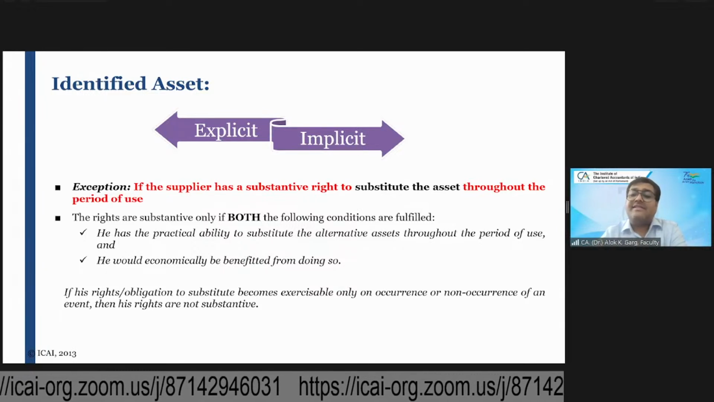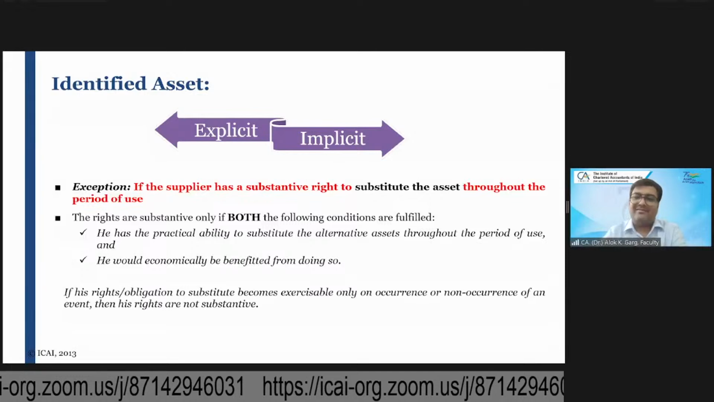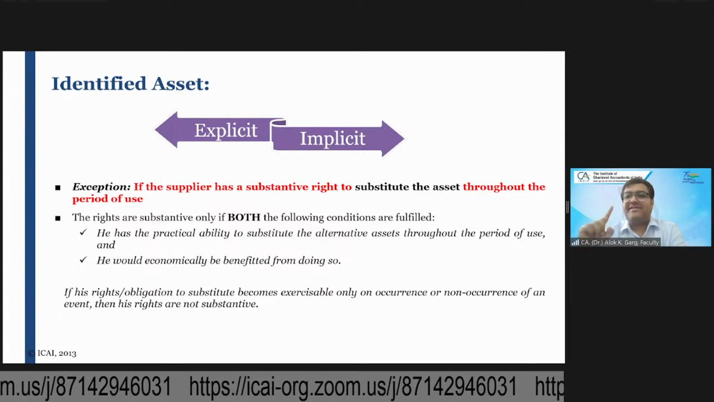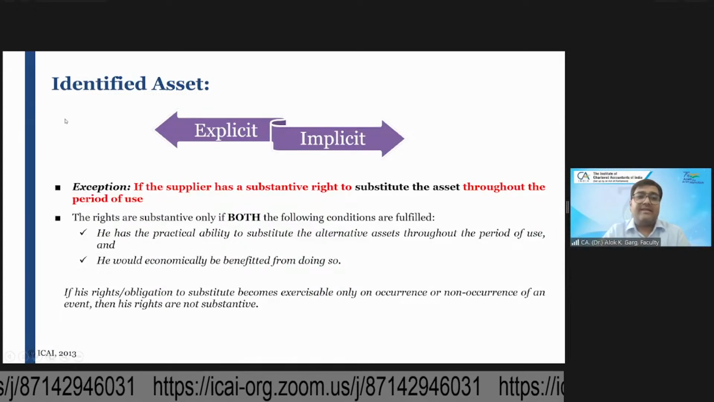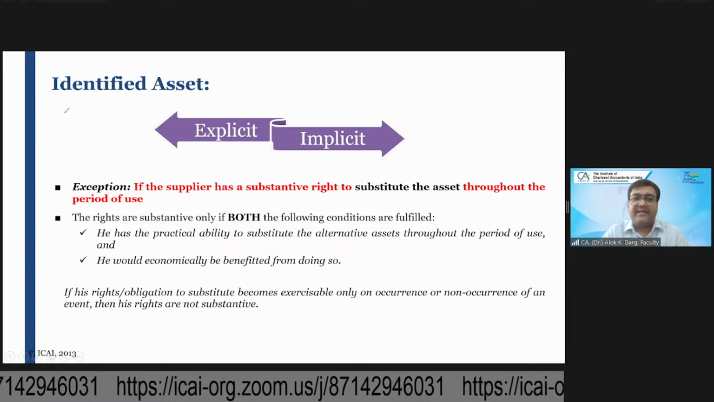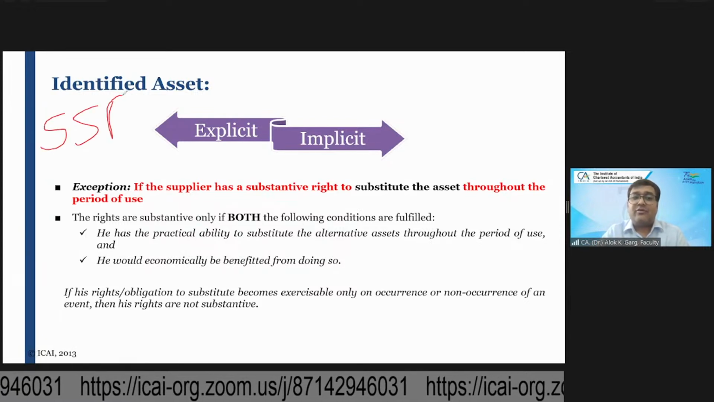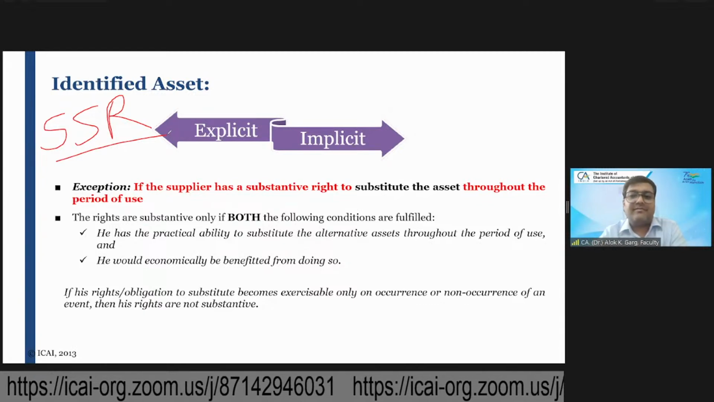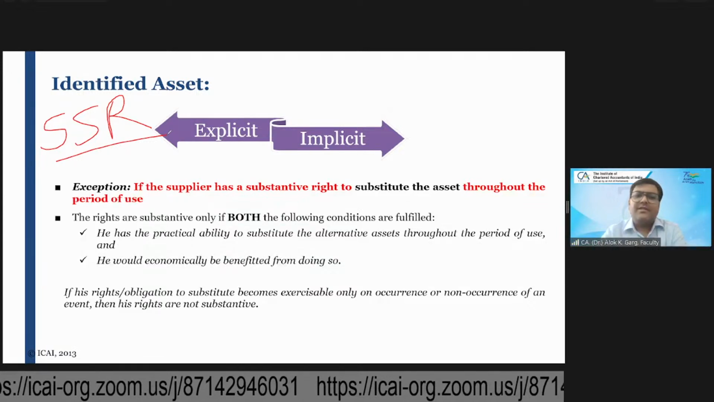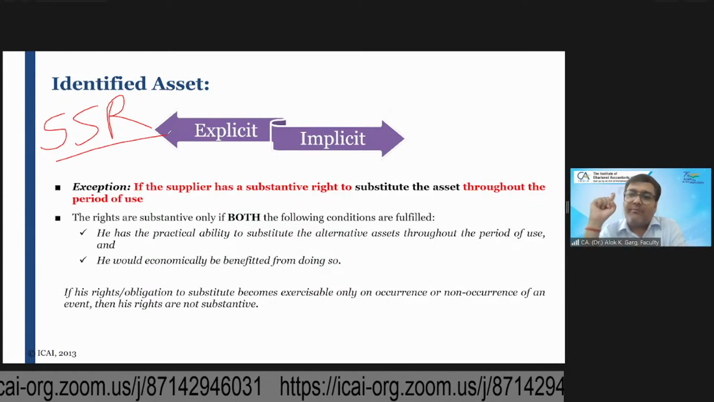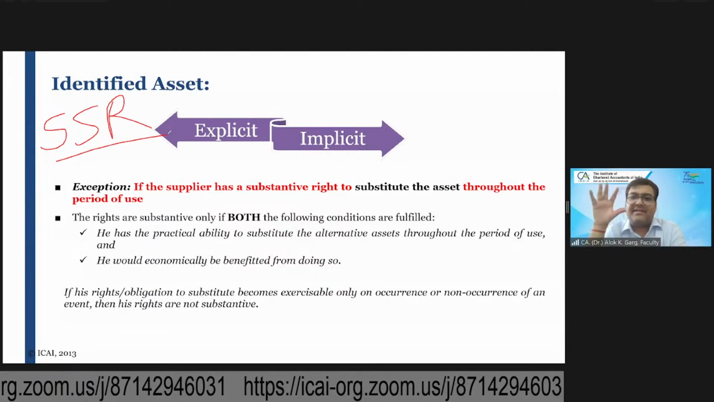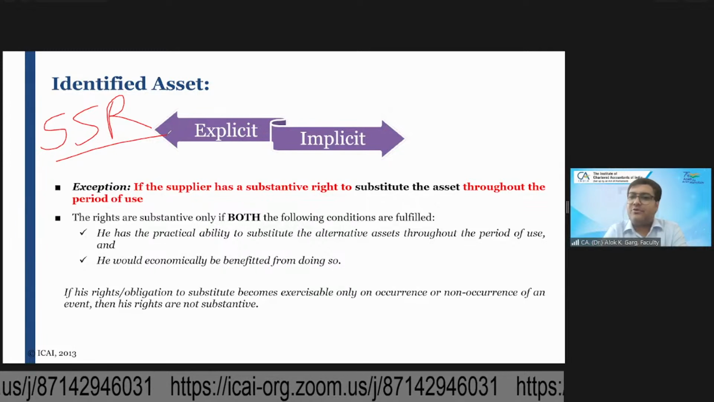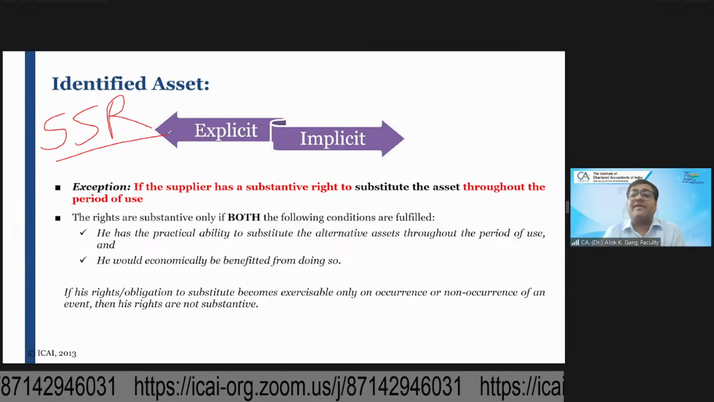While the asset is explicitly or implicitly written in the contract, if the lessor has a substantive substitution right, SSR, in that case, the asset will not be considered as an identified asset. What does it mean? It means that for an asset to be an identified asset, number one, the asset should be explicitly or implicitly covered in the contract. Number two, the lessor does not have a substantive substitution right.